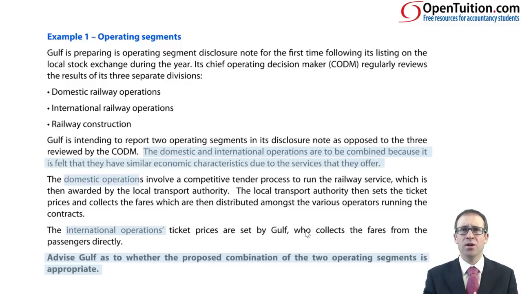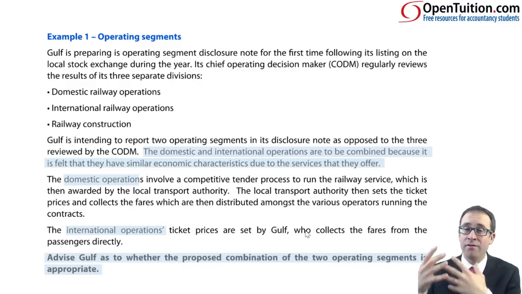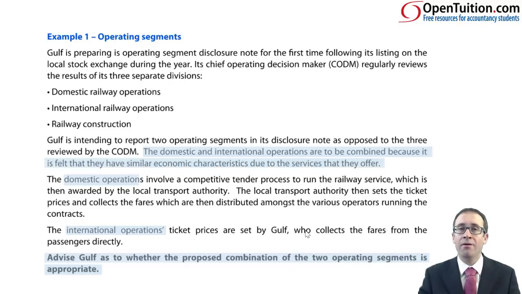But let's just go through and have a look at the domestic operations. A bit longer as a paragraph, it's maybe a bit more complex. But having done the easier, shorter paragraph first, it might make the longer paragraph easier to understand. So it says that the domestic operations involve a competitive tender process to run the railway service, which is then awarded by the local transport authority. So that didn't happen with the international operation, did it? So the way in which it operates all of a sudden is different, isn't it?